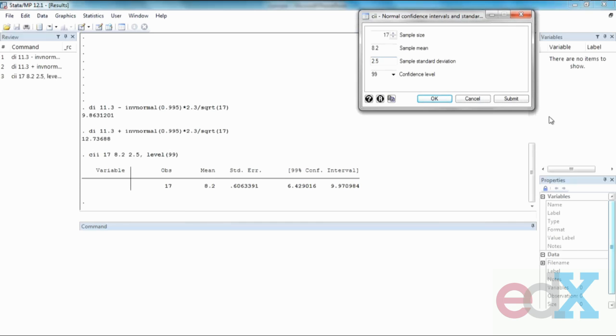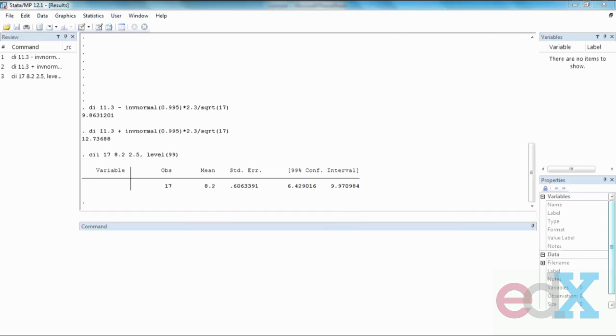Hit submit, and we find a 99% confidence interval for the mean. You can see that it's supposed to lie between about 6.4 and about 10.0. So repeatedly sampling from this population, we would expect the mean for the population of healthy young adults who completed the program to lie in this interval about 99% of the time. Now we've calculated this confidence interval using the t-distribution. An interesting question is, what if instead we decided to calculate the confidence interval using the z-distribution?